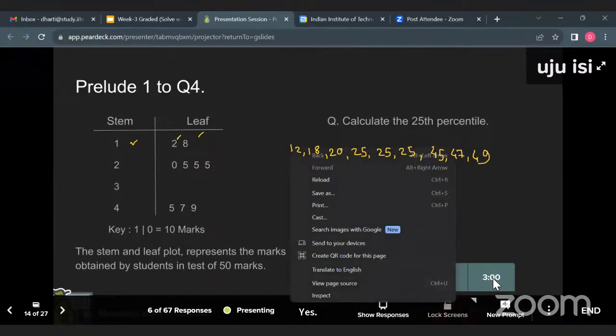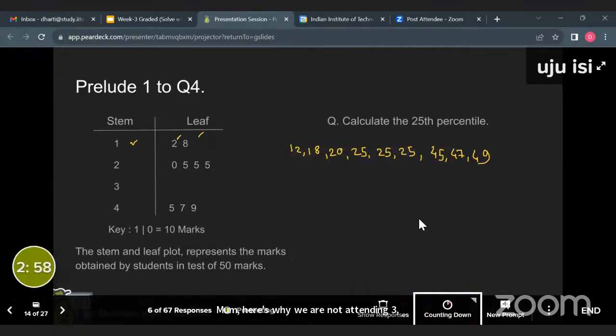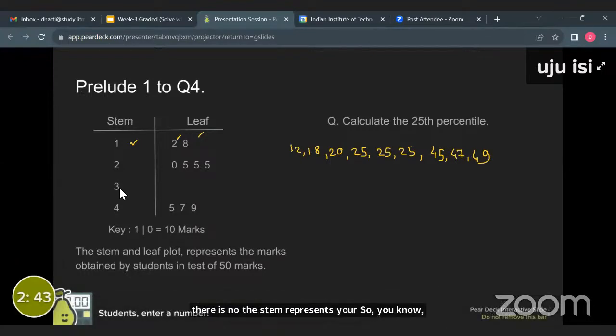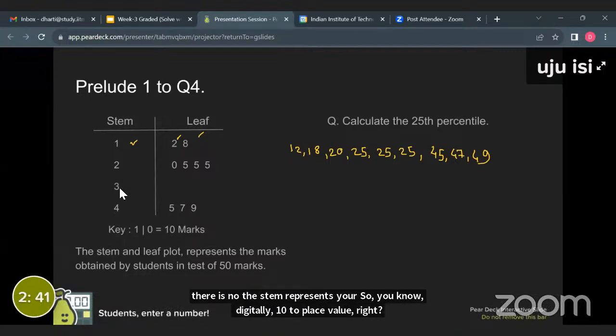Ma'am, why have we not written 3 here? Because if there is no value for leaf corresponding to 3, that doesn't mean there are no values there. The stem represents your tens place value, and your unit place value is absent. That means there is no data for that stem. Okay.